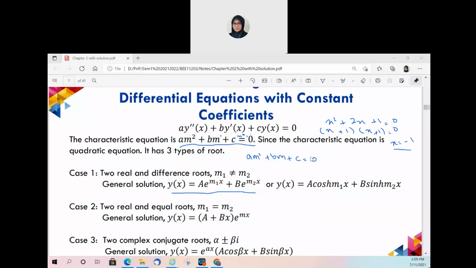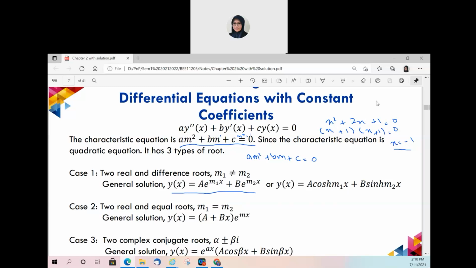Okay, so kita recap balik apa yang kita dah belajar last week. Okay, so last week kita masuk chapter 2, betul? Chapter 2, right? Betul. Okay, second order ordinary differential equation.